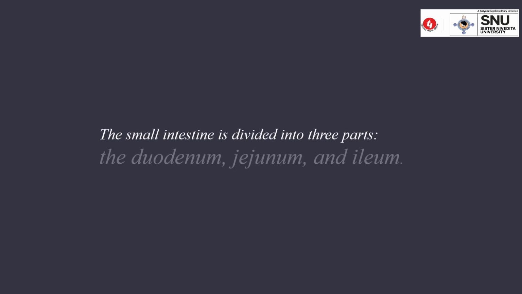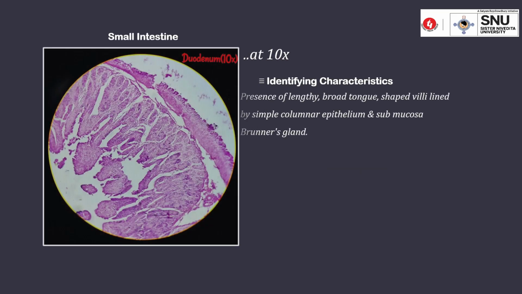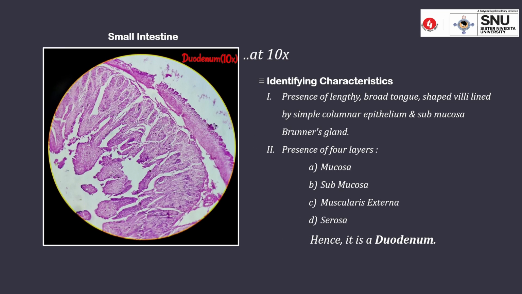Now let's move on to the small intestine. As we know, the small intestine is divided into 3 parts: the duodenum, jejunum, and ileum. Let's begin with the first part, the duodenum, under 10x. This section shows the presence of long, broad, tongue-shaped villi lined by simple columnar epithelium. The submucosa contains Brunner's glands. The wall of the organ is organized into 4 layers: mucosa, submucosa, muscularis externa, and serosa.